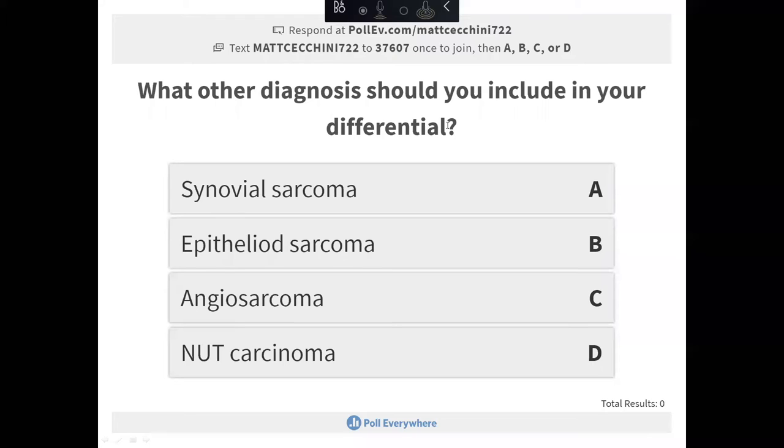So what do you think that you should include in your differential for this case? It could just be a basaloid squamous cell carcinoma, but what other important diagnosis should you think about? Is it A, a synovial sarcoma? Is it B, an epithelioid sarcoma? Is it C, an angiosarcoma? Or D, duct carcinoma?